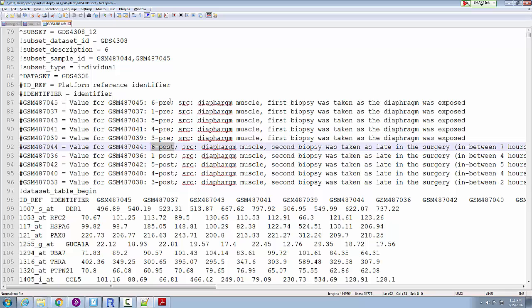The first column is individual, we'll call it individual 1, they call it individual 6, but the first person and a biopsy at the beginning of the surgery. The sixth column is that same person, a biopsy taken later in the surgery period. We have the individual coded 1 pre, individual 1 coded post, individual 5 pre, individual 5 post, and so on.